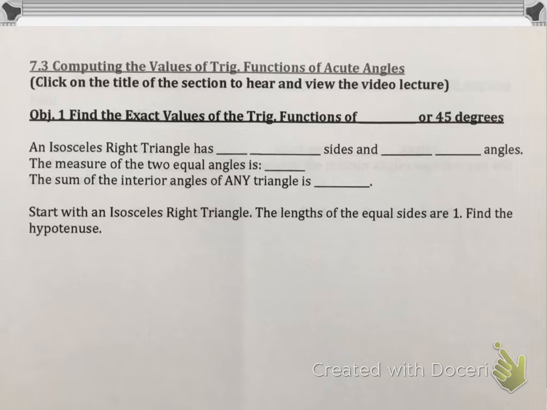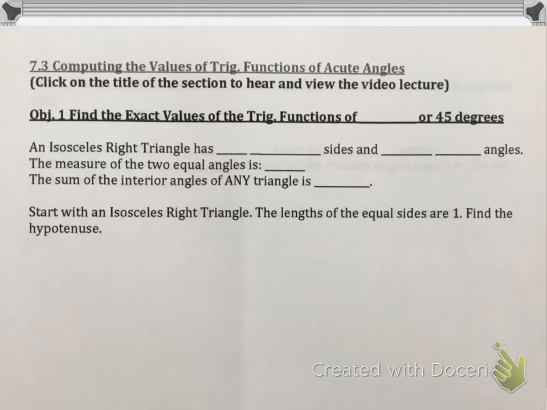This is section 7.3, computing the values of trig functions of acute angles. There will be one page that we're going to skip, and there's going to be two videos, part A and part B. So this first one is part A, obviously.